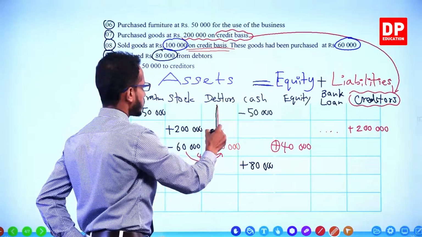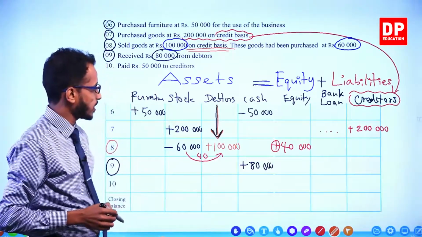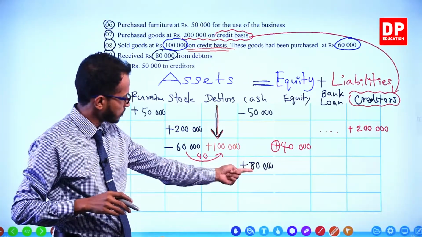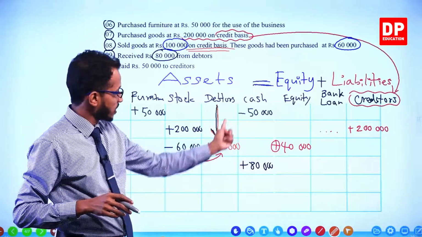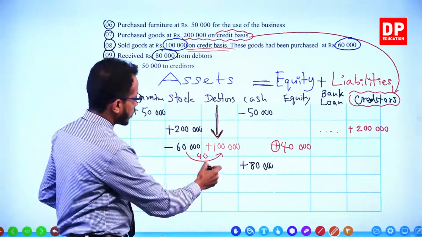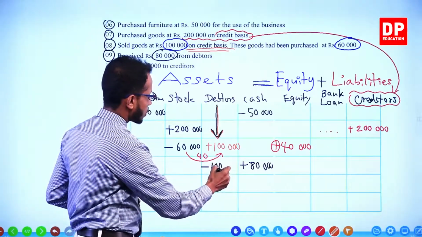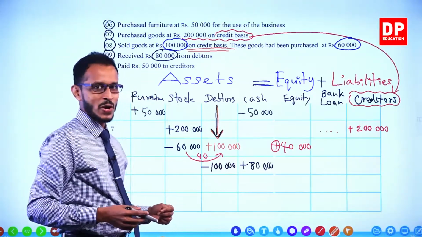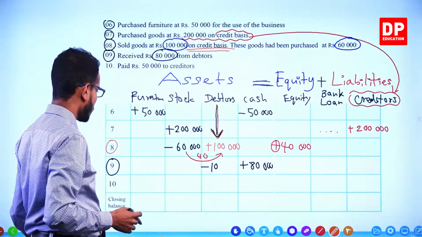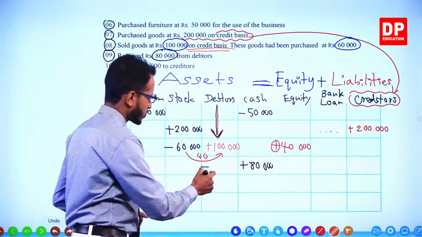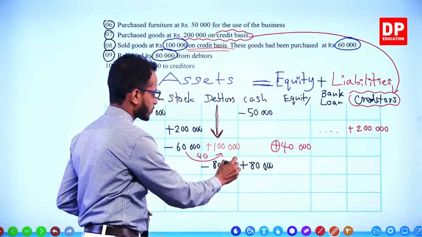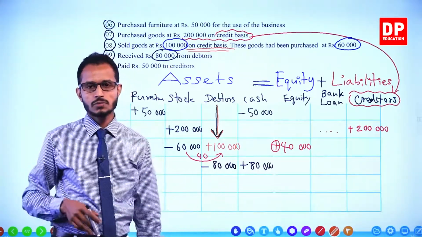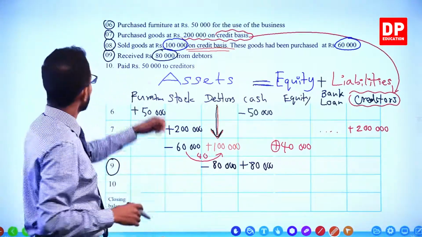We have received money from debtors, but not the entire 100,000, only 80,000. That means cash 80,000 increase, that's done. Debtors 100,000 decrease? No. If they pay 80,000, they should be decreased by 80,000. Is that all? No, there's one more. We'll finish it off.